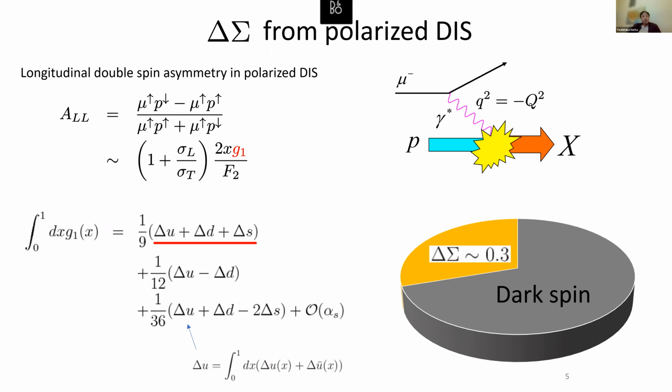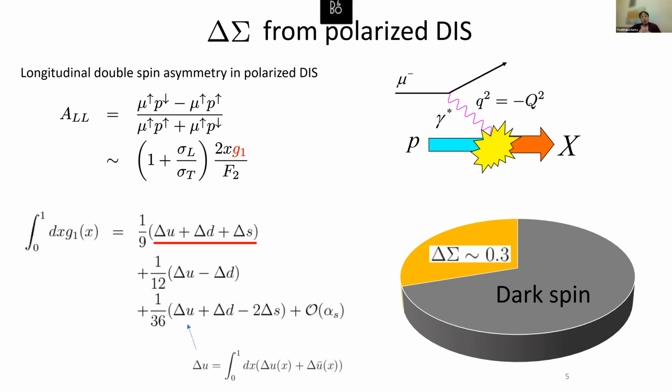So this is DIS, the proton and the lepton, or in this case, the muon, and both proton and muon are longitudinally polarized. And then you measure the asymmetry: you take the difference of the cross-section where the lepton and proton spin are pointing in the same direction or the opposite direction. So you take the difference of this cross-section and form this ratio, A_LL, the double longitudinal spin asymmetry. And then one can show that this ratio is proportional to the so-called g1 structure function.